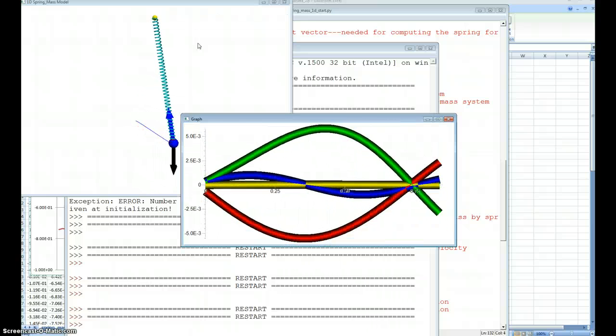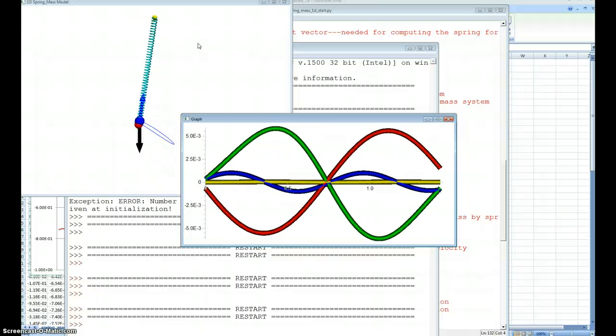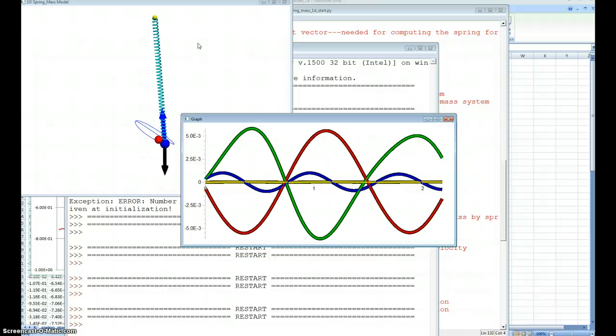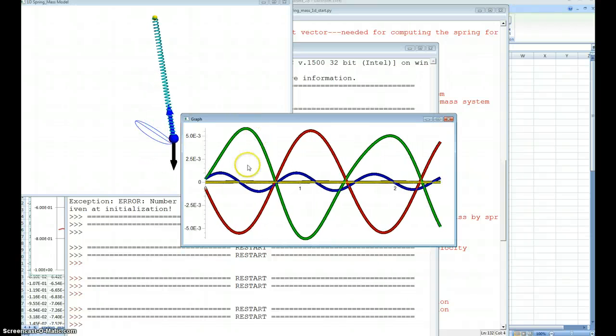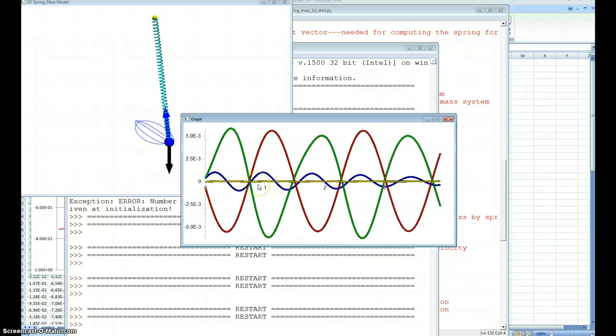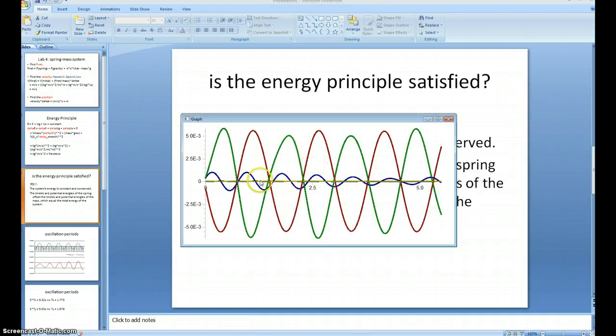The red ball is what we measured in Tracker, and as you can see, actually our model predicts the motion fairly well. So you can see here the yellow line is the total energy of the system. Is the energy principle satisfied? Yes, it is. The energy system is constant and conserved. As you can see here in the graph, the yellow line is horizontal all the way during the entire test.